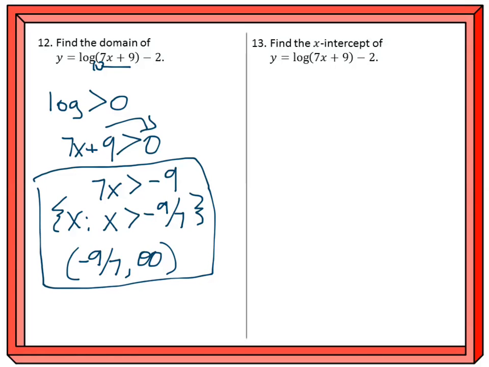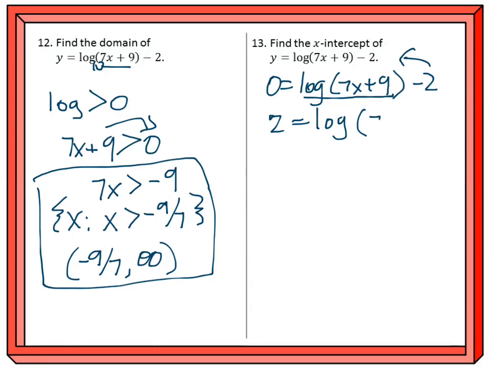Find the x-intercept of the same logarithmic equation. X-intercept means that y is going to be equal to 0. So just plug a 0 in here. 0 equals log of 7x plus 9 minus 2. So we're going to write this in exponential form, but before I can do that, I need to get this logarithmic term by itself. So I've got to add the 2 over to the other side. And now, in order to solve it for x, I have to exponentiate, or write it in exponential form.